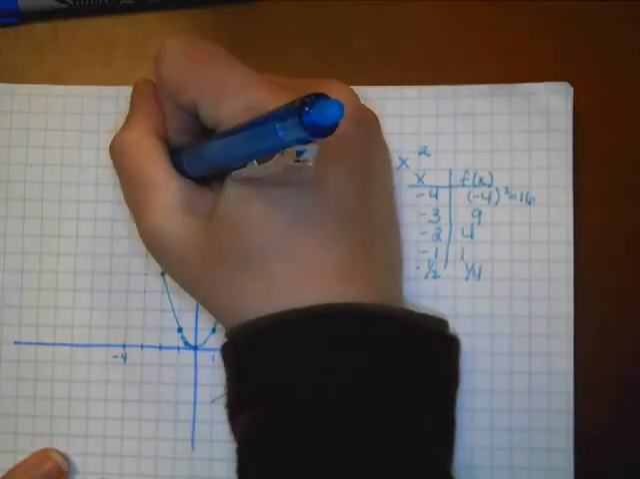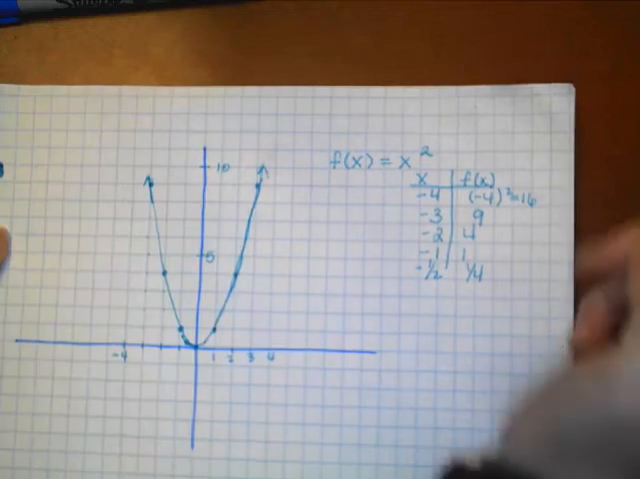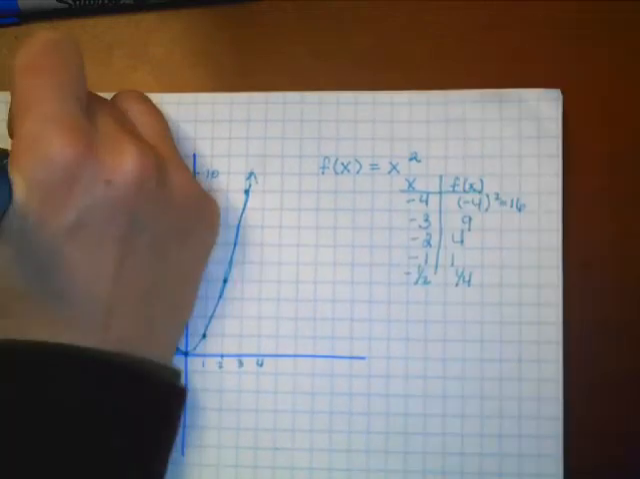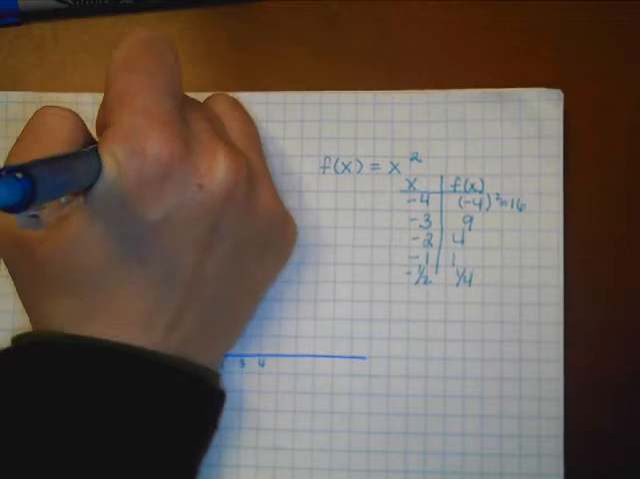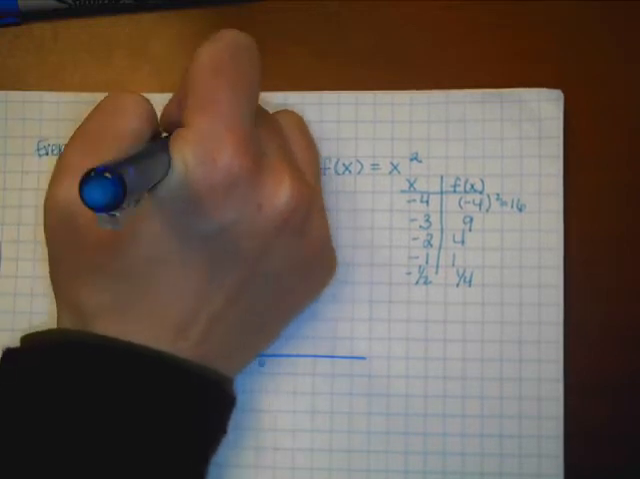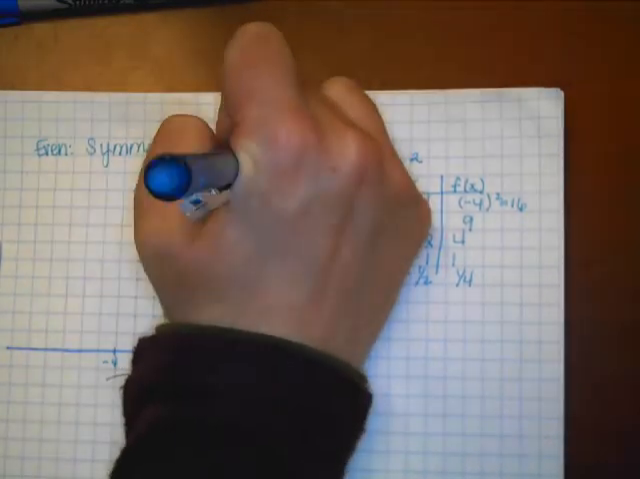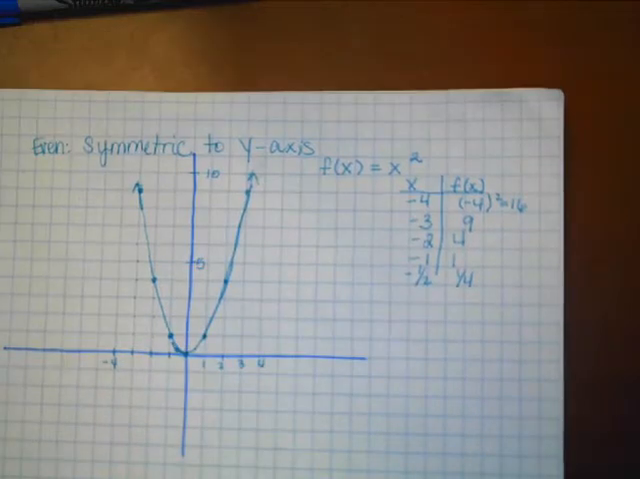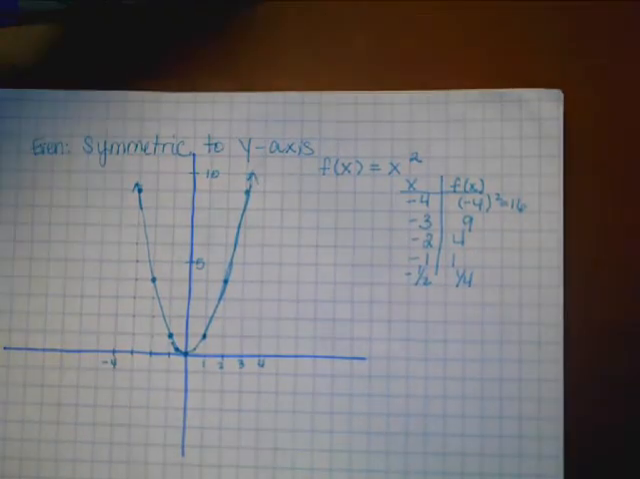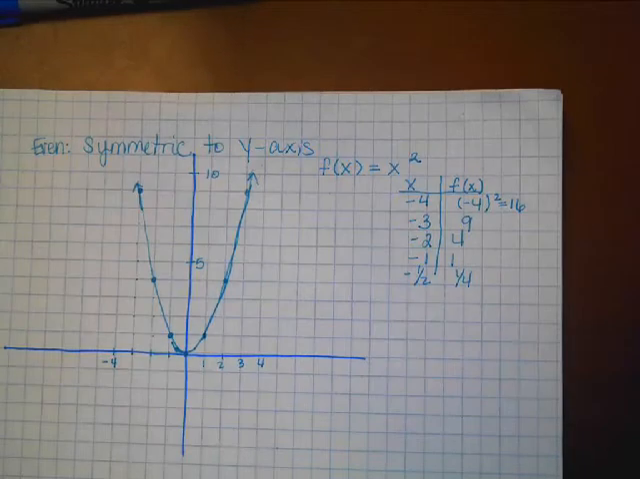All right, something like that. This is an even function because it's symmetric. That's right here. Okay, it's an even function because it's symmetric on the y-axis. That's what an even function is.